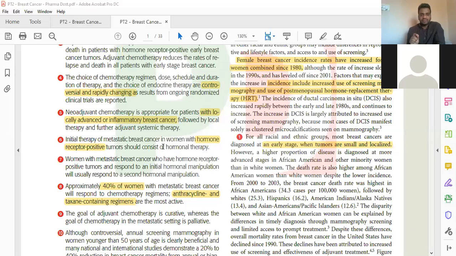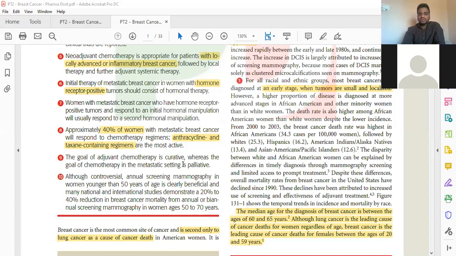For metastatic breast cancer, if the patient has a hormone receptor positive tumor, then they respond much better to drugs that act by hormonal manipulation. And approximately 40% of women who have metastatic breast cancer respond to a chemotherapy regimen that is anthracycline and taxane containing. So almost 40% of metastatic breast cancer patients respond. I will talk about what metastatic breast cancer is.